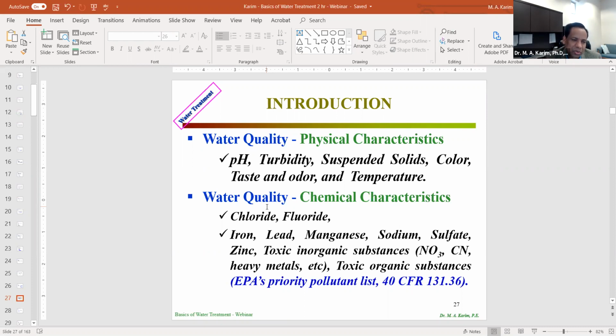Chemical qualities are very hard to see by any sense. That's why we have to do some kind of chemical analysis to understand the chemical properties or chemical qualities. Chloride, iron, lead, all of those are part of the chemical quality.